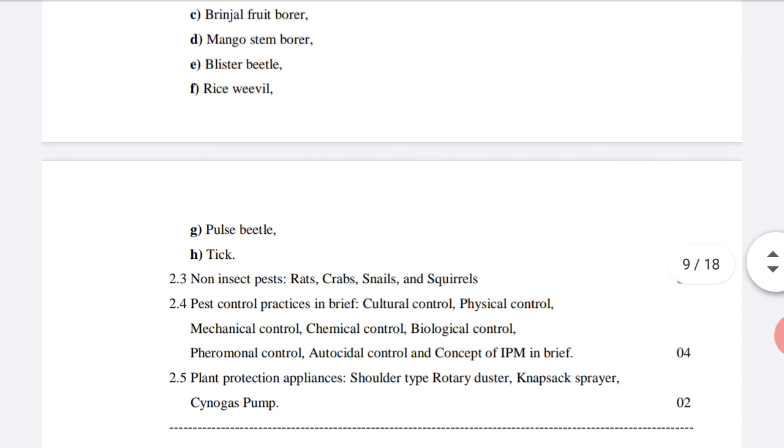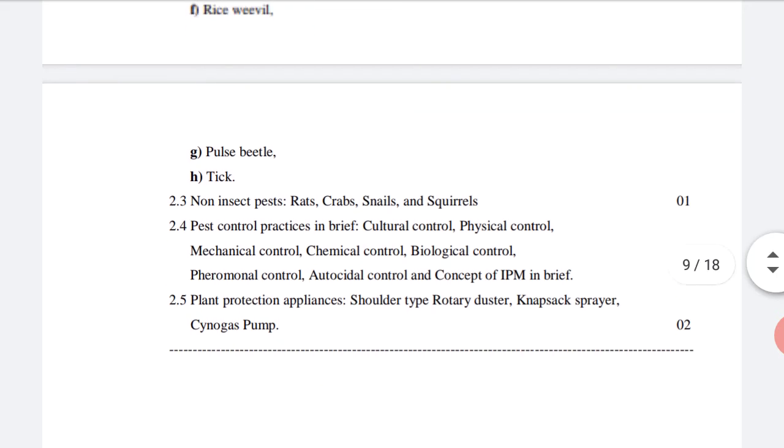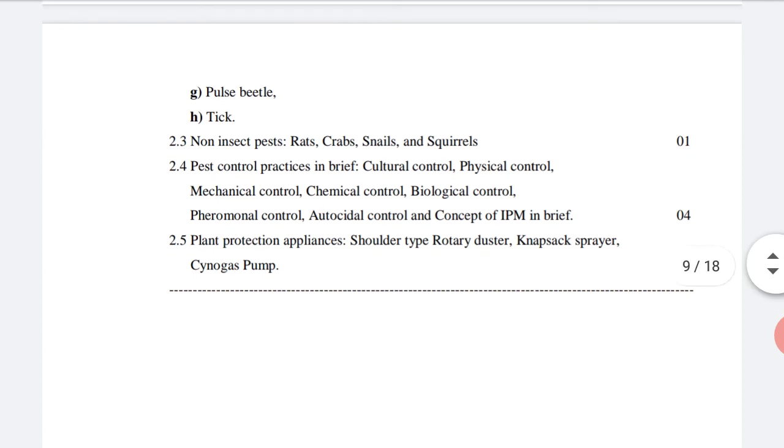Third topic of second chapter is non-insect pests: rats, crabs, snails and squirrels. Fourth topic of second chapter is pest control practices in brief: cultural control, physical control, mechanical control, chemical control, biological control, pheromonal control, acaricidal control and concept of IPM in brief. Last topic of paper second and chapter second is plant protection appliances: shoulder type rotary duster, knapsack sprayer and cyanogas pump.